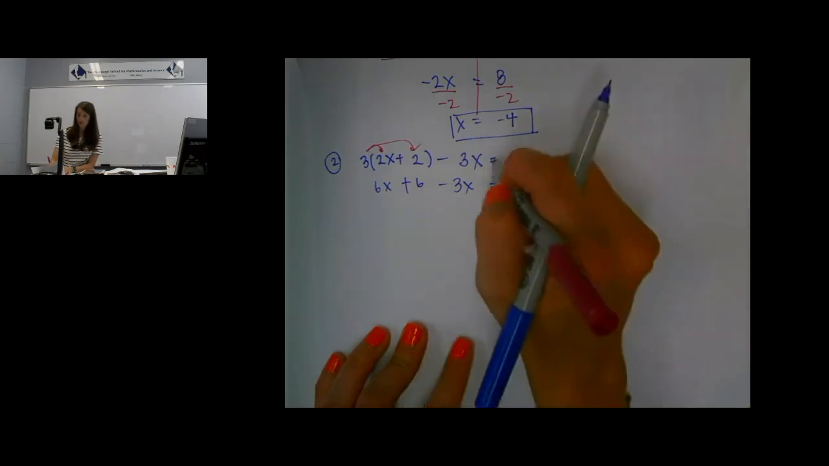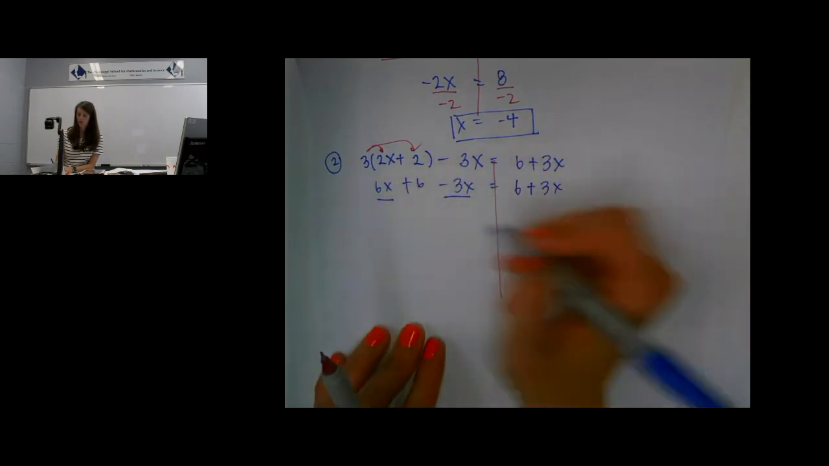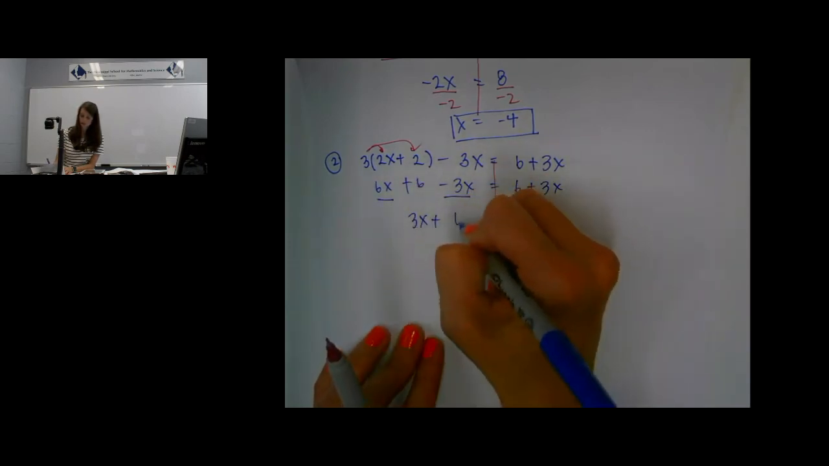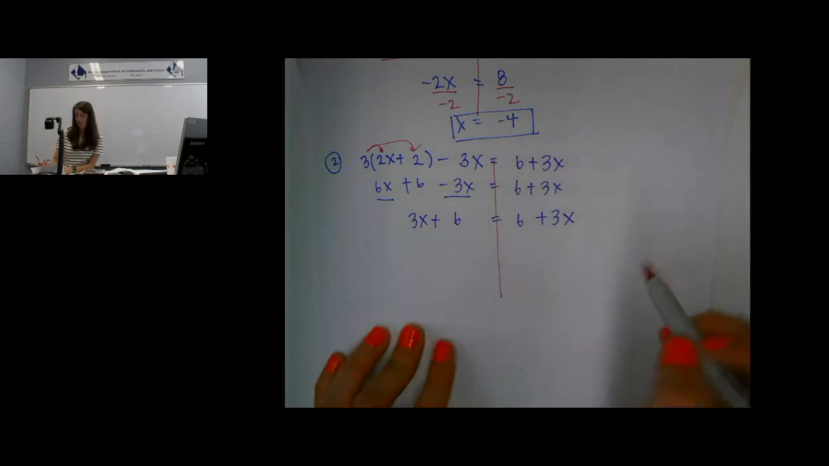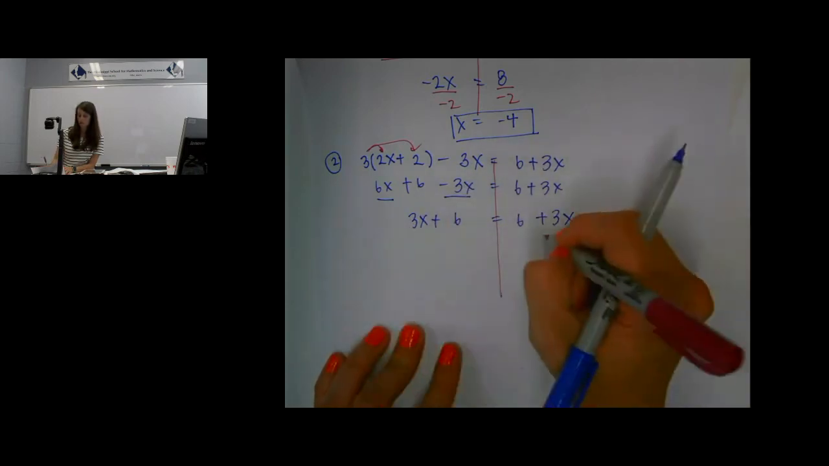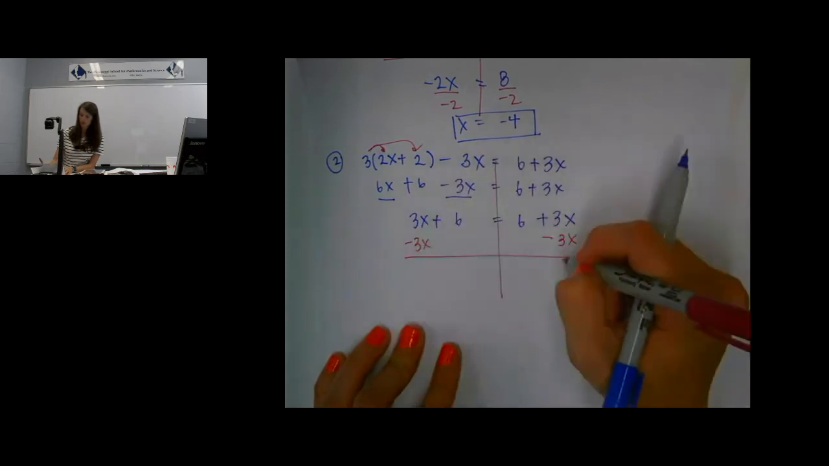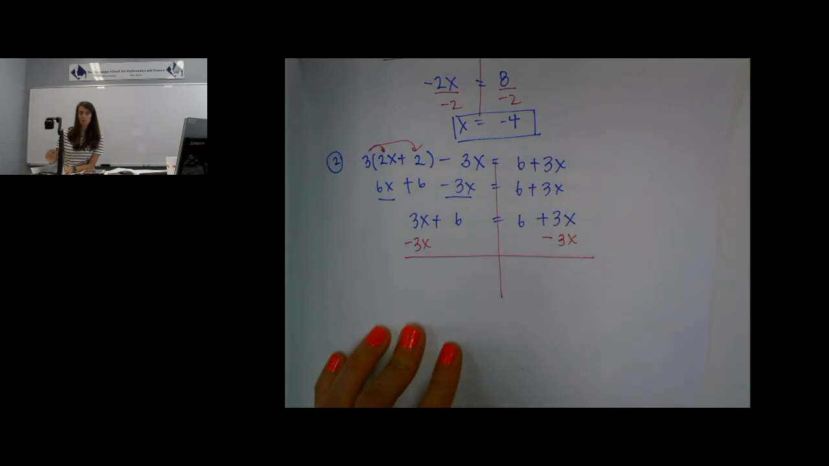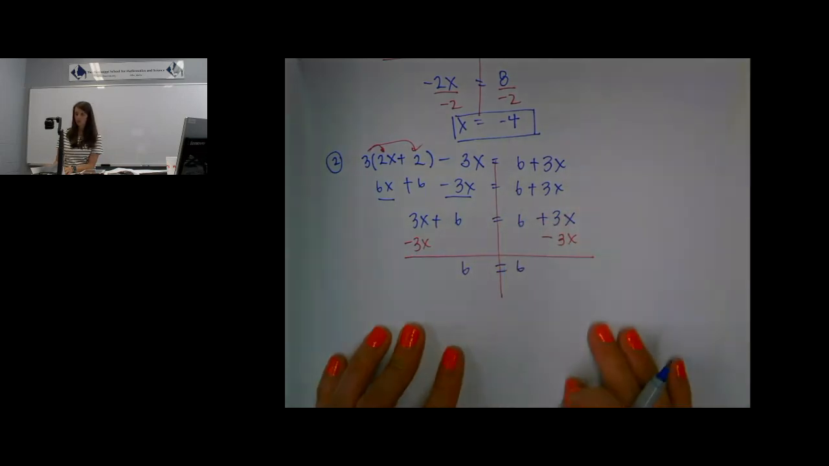Okay, I am going to combine like terms on the same side. So 6x minus a 3x is a 3x. Okay, now I need to go on opposite sides, so I'm going to subtract that 3x. Well, when I subtract it, it's going to go away on both sides, so I'm going to be left with a positive 6 is equal to a positive 6.